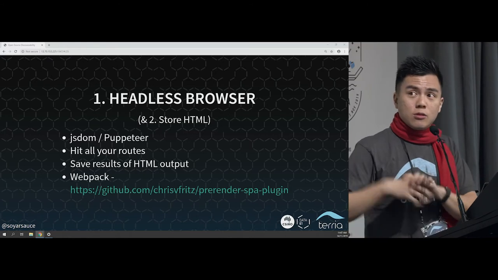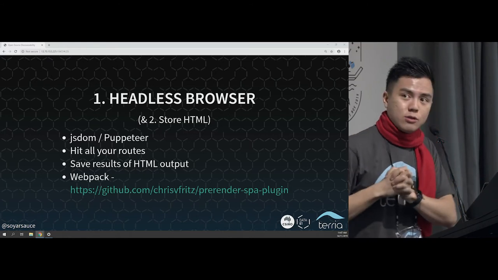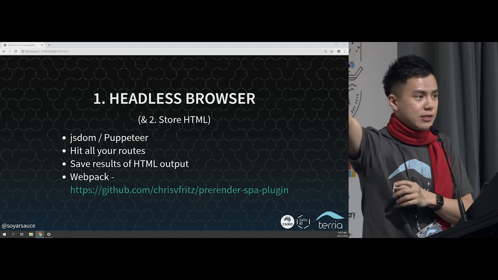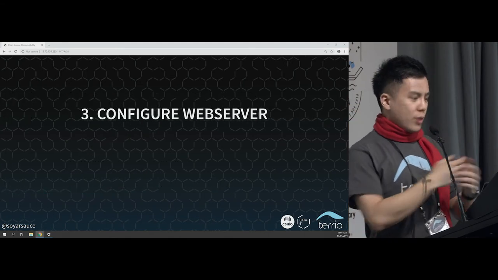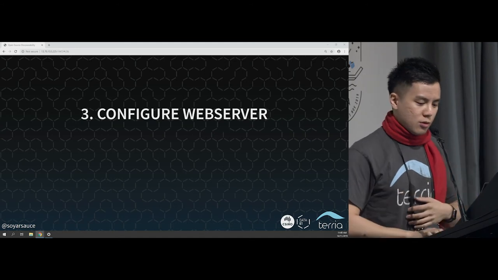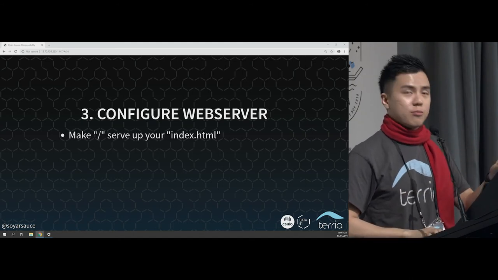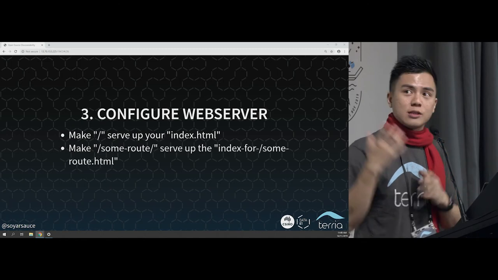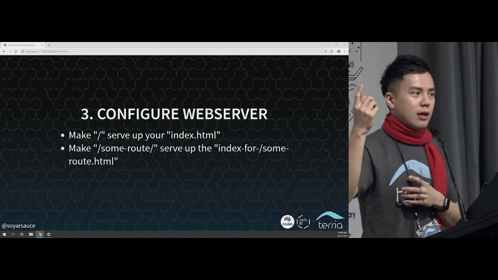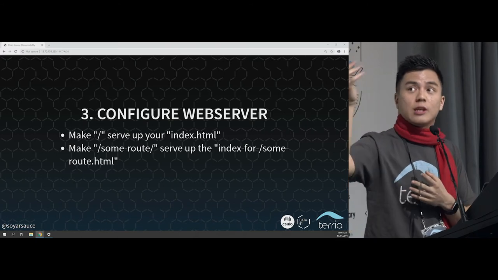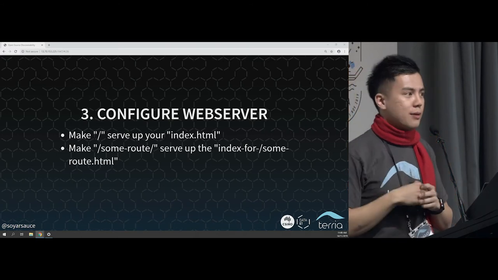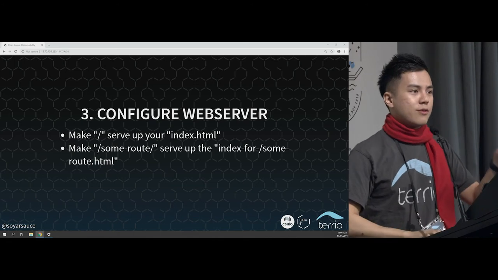Webpack allows you to do all of this, and it's all bundled up nicely into a little plugin. But basically, that's what it does under the hood, right? Number three is configure your web server to serve up that HTML. So you make your homepage serve up your original index.html that has some pre-rendered stuff on it. And then say you've got some routes, you would serve the index.html for that. And so on and so forth for the rest of the routes on your page.